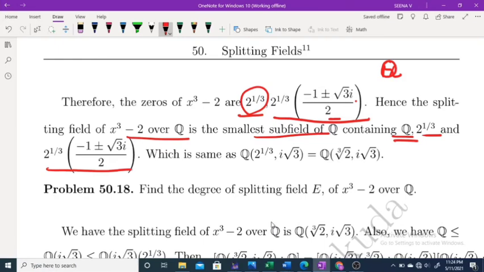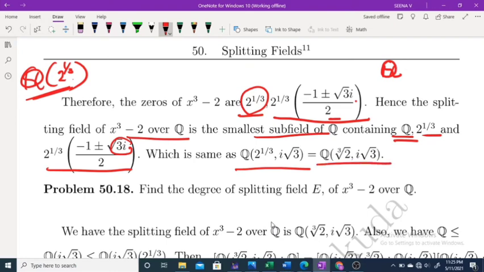So the field is Q, it must contain 2 raised to 1 by 3. You can write it like this, but if you write it like this, then this term is missing. So we can write this as Q of 2 raised to 1 by 3 comma i root 3. Therefore the splitting field of x cube minus 2 over Q is Q of cube root of 2, i root 3.